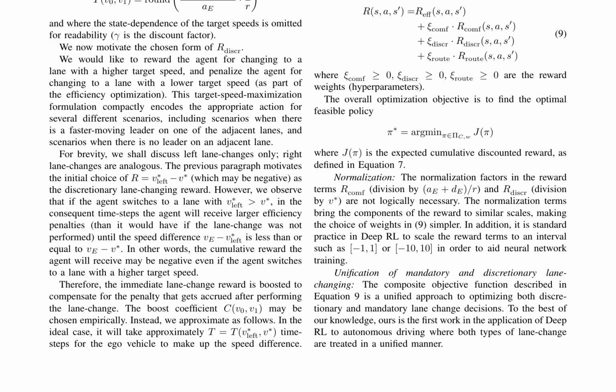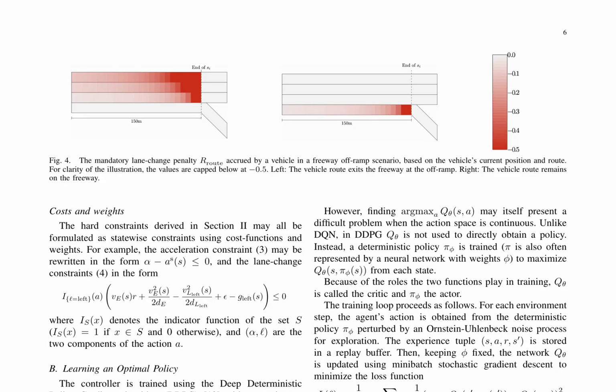The framework uses the Deep Deterministic Policy Gradient algorithm, DDPG, for training, which is particularly suitable for continuous action spaces. The DDPG algorithm updates both the critic and actor networks, ensuring the policy maximizes the expected cumulative discounted reward. The training setup utilizes the SUMO simulator for realistic traffic scenarios.